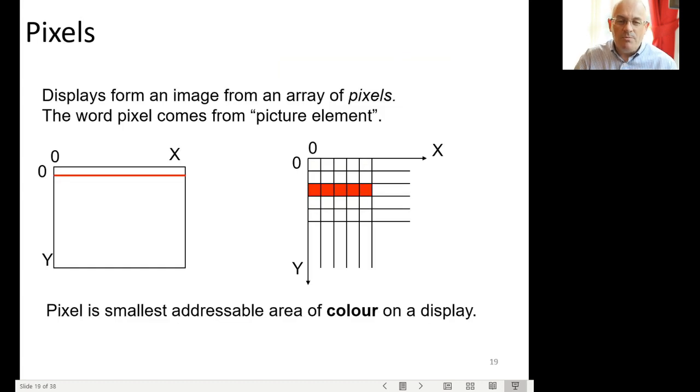So, the very basics of a display, there's this thing, a pixel, which is a small element on the display. It's a contraction of the words picture element. It was a term IBM came up with a long time ago. And the best way to look at this is it's the smallest addressable area of color on a display. One pixel is the smallest color point you can put on a display.